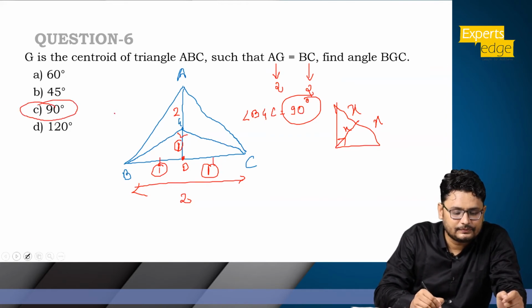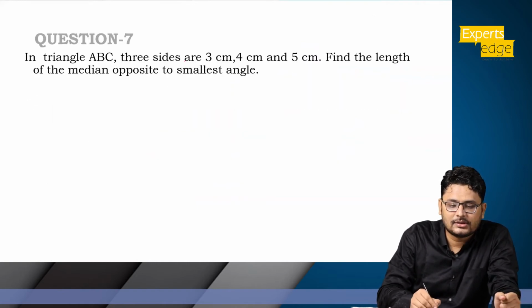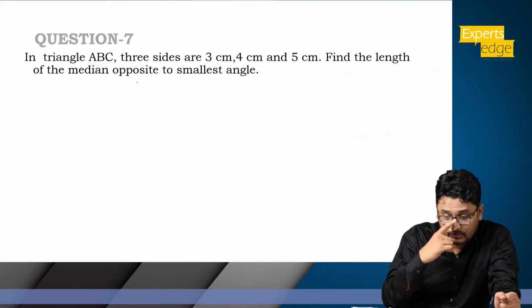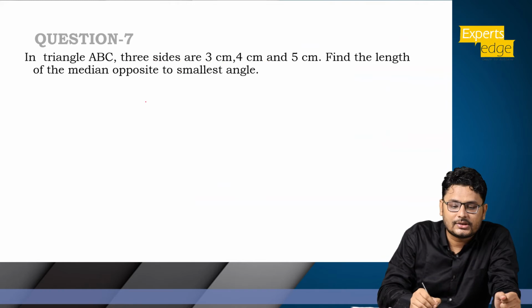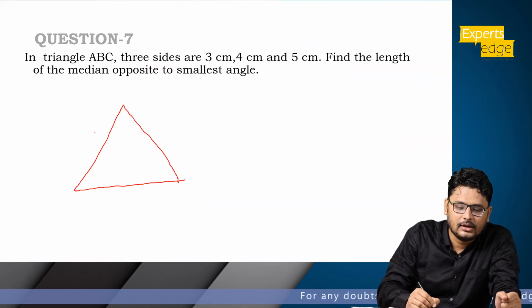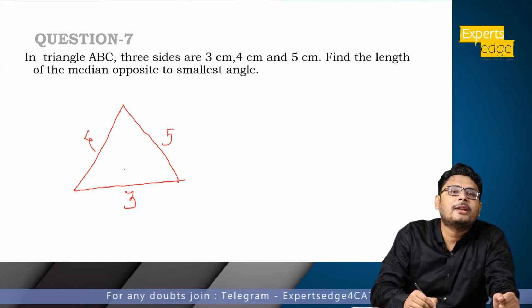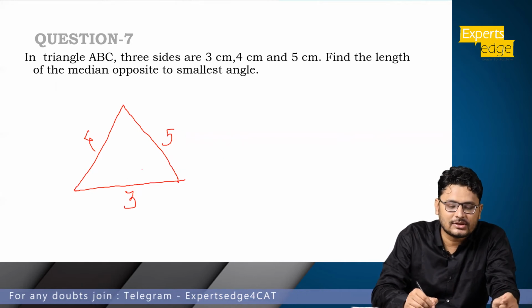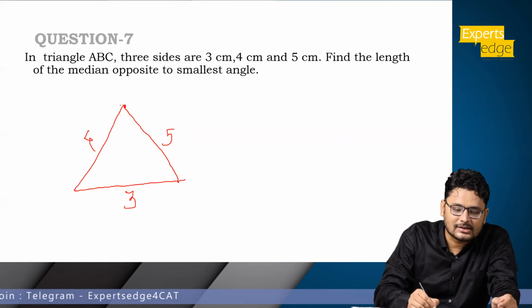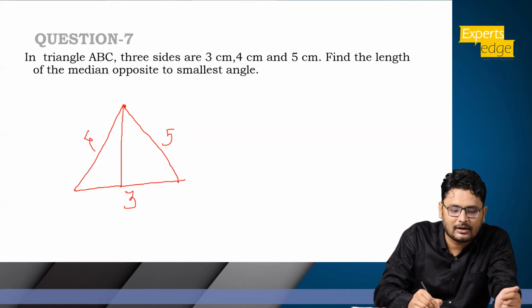Now let's go to the next one. Question number 7. It says, if there are 3 sides 3, 4, 5, find the length of the median opposite to the smallest angle. So if I draw this diagram like this, it's not proportional but still this is 4, this is 5, this is 3. The smallest angle will be facing the smallest side. Which is the smallest side? So basically this angle. Now from here I have to draw a median. If this is a median, then this side will be divided in half, 3/2 and this will also be 3/2.